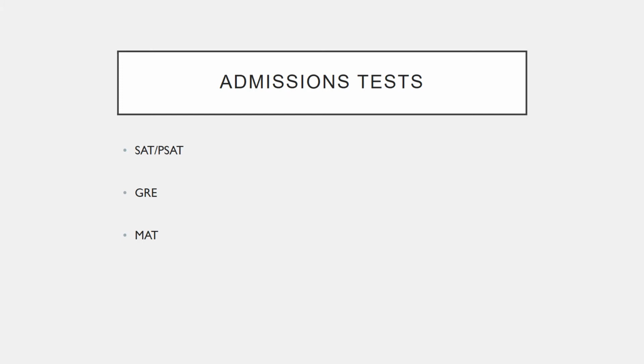But usually these include some combination of verbal skills, quantitative mathematical skills, writing skills, analytical reasoning skills. And then there are all kinds of options that are related specifically to different subject areas or disciplines. So we will take a look at the SAT and PSAT, the GRE exam, and the MAT exam.